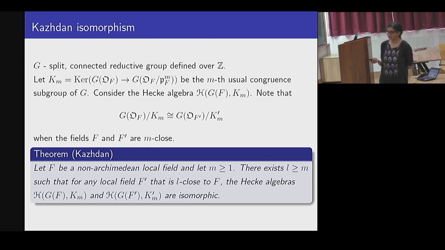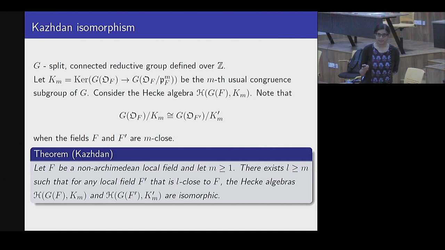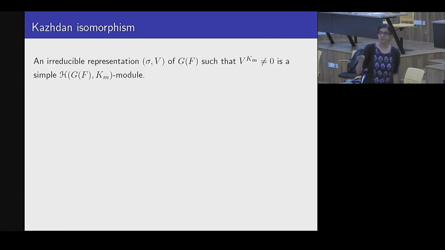So this theory allows you to compare the Hecke algebras of one over a field of characteristic 0 and the other over a field of characteristic p. And as I said, the representations of p-adic groups are closely related to modules over these Hecke algebras. So in particular, the Kazhdan isomorphism will allow you to compare representations of p-adic groups in positive characteristic with the corresponding representation theory in characteristic 0. I'll state this more precisely.